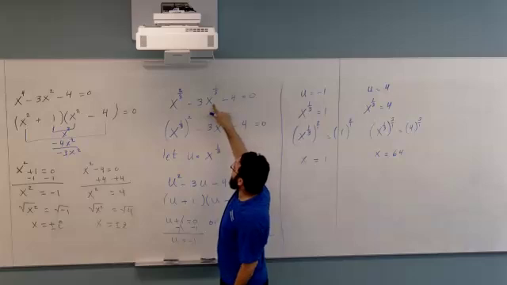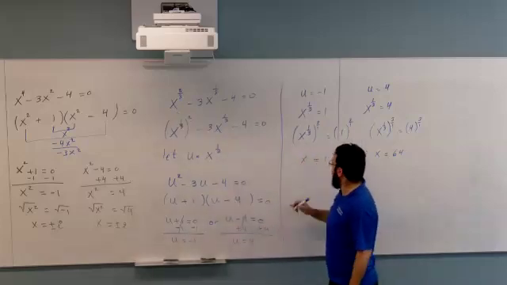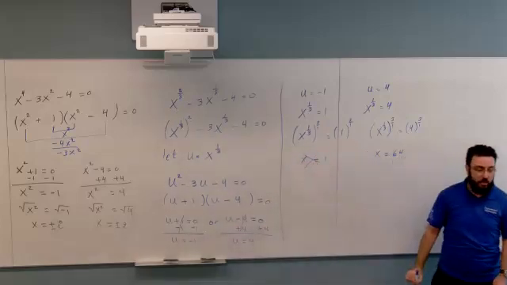Cubic root of 1 is 1. -3 times 1 is -3. Yeah, that's right. This one is 1. So this one is not a solution. So you have to check.